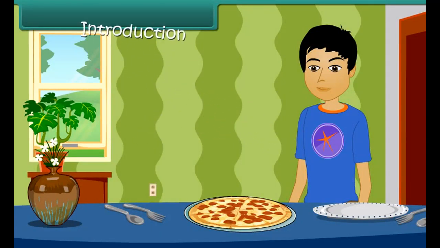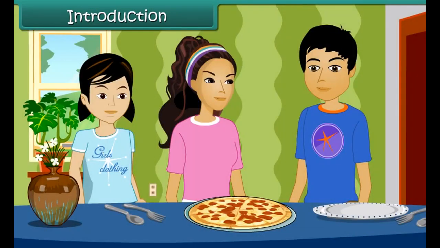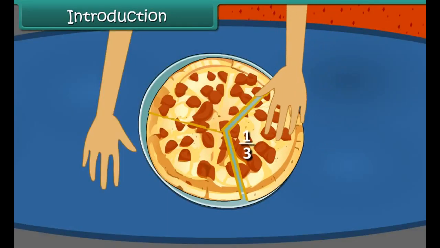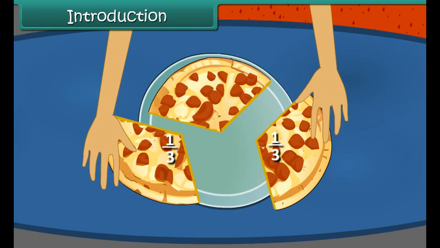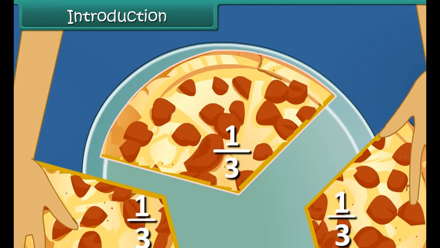Introduction. Suppose Rahul has a pizza. He has to share this with his sisters Reema and Nina. He has to give 1/3 of it to Reema and same to Nina. Then how much is left for Rahul? Come, let's learn how to calculate the remaining part of the pizza left with Rahul.